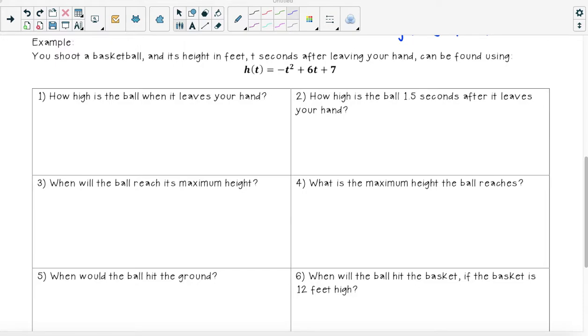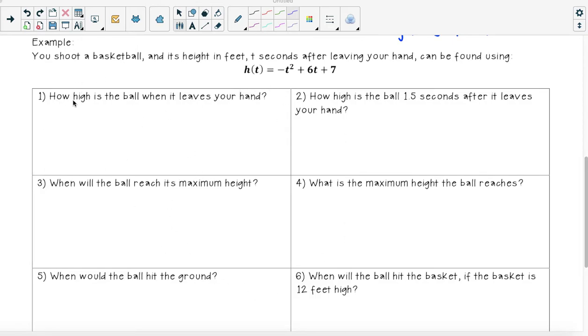This video is on quadratic applications. We're going to do an example and answer these common questions that it asks. The example states that you shoot a basketball and its height in feet t seconds after leaving your hand can be found using the equation h of t equals negative t squared plus 6t plus 7. So this equation, without using a calculator, we are actually going to answer these questions.